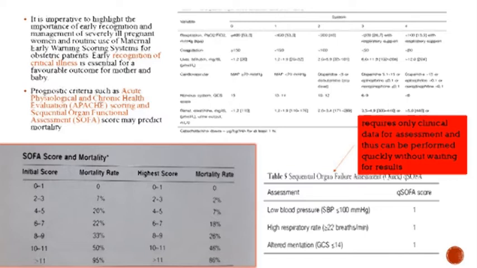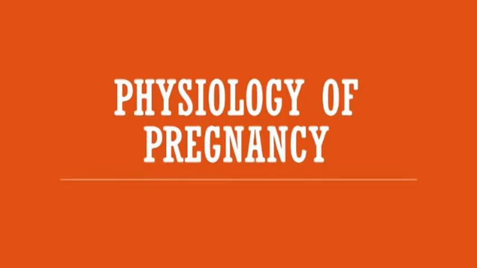The SOFA score looks at 6 variables with a score from 0 to 4. It is done initially at admission, and the highest admission risk score is used, and this may predict mortality, and a second score is done 24 to 48 hours post-admission. The quick SOFA score requires only clinical data for assessment and thus can be performed quickly without waiting for any lab results. Let's look at the physiology of pregnancy.